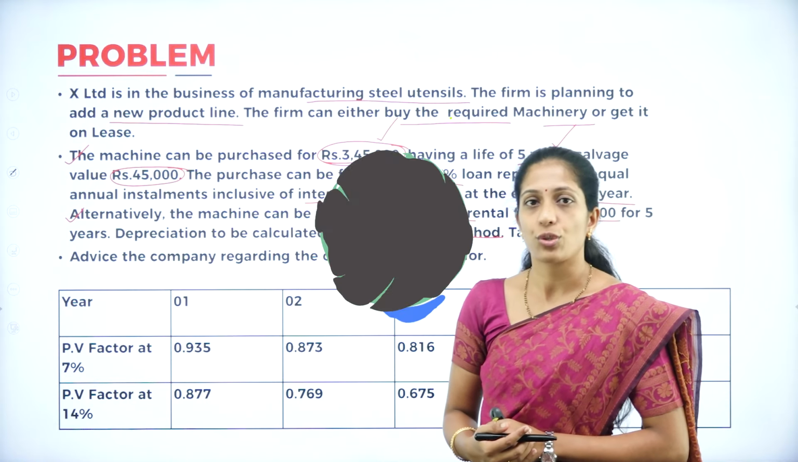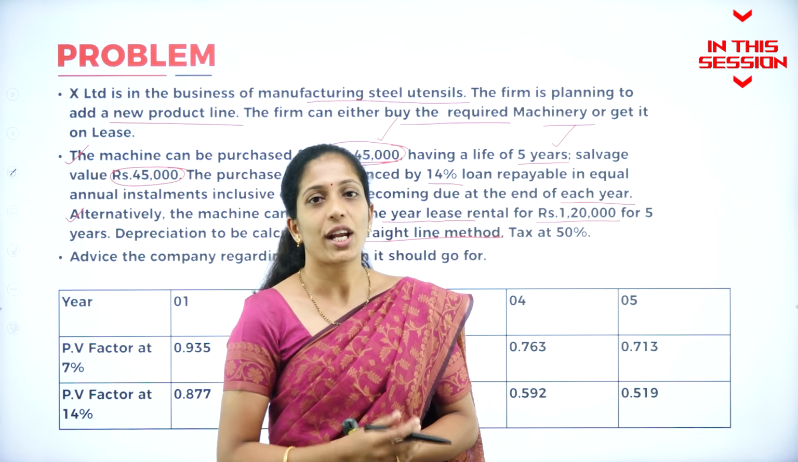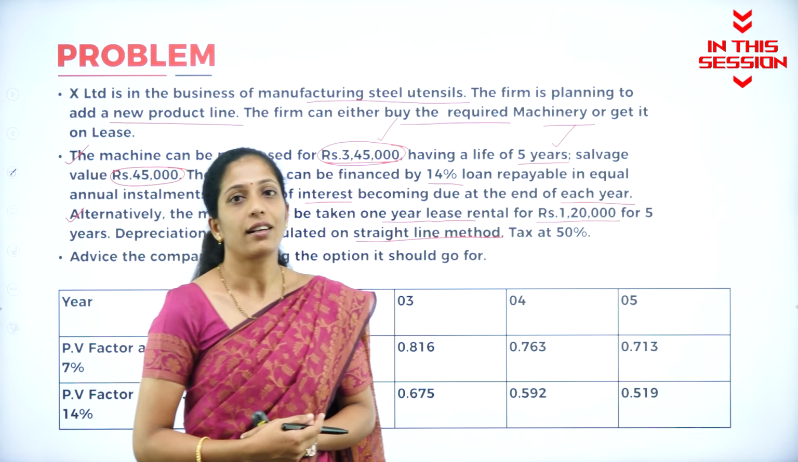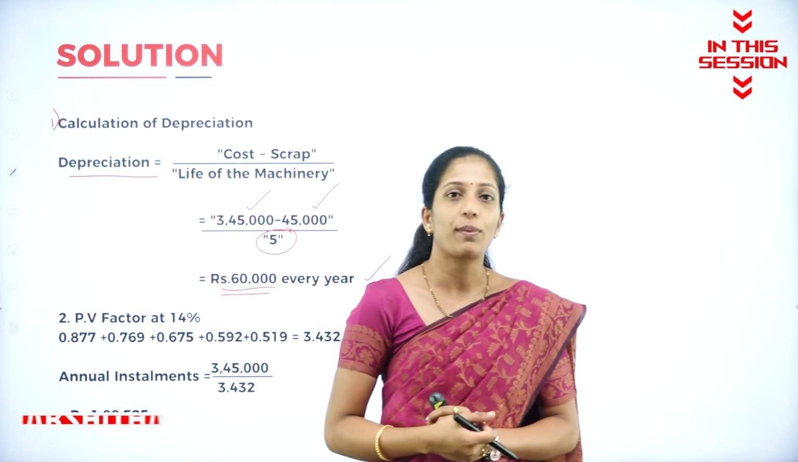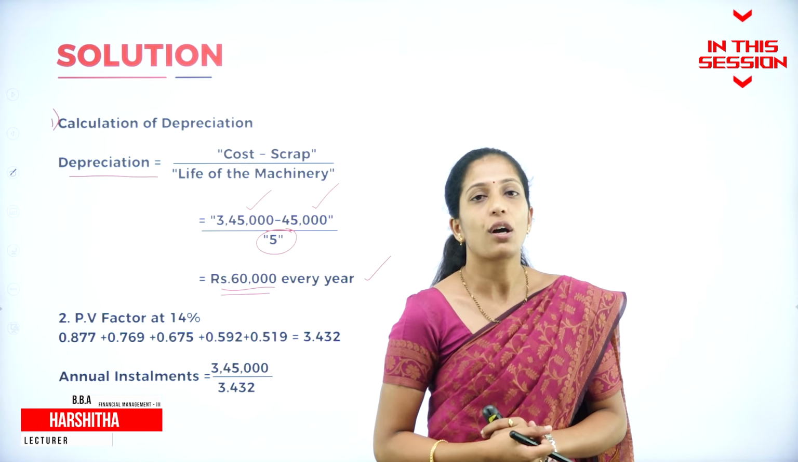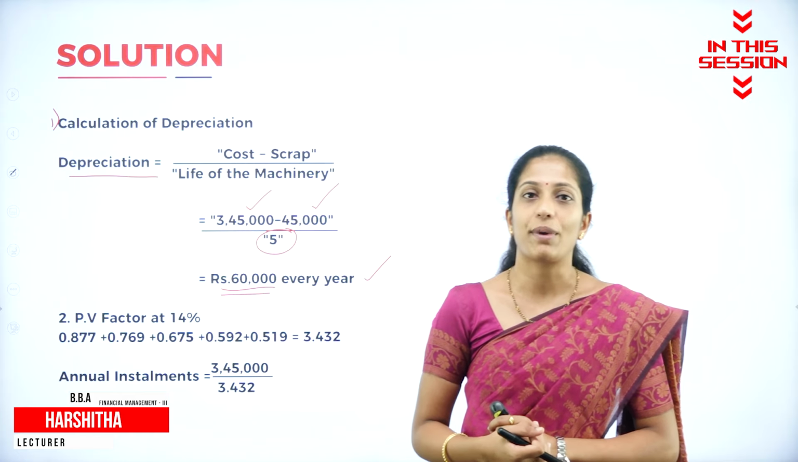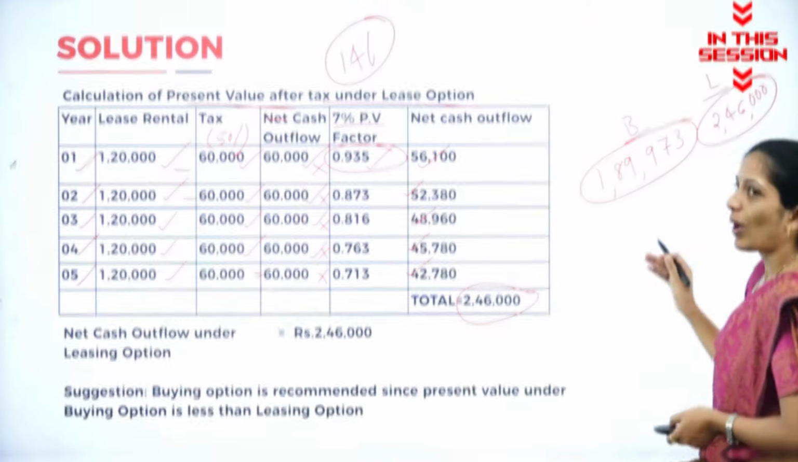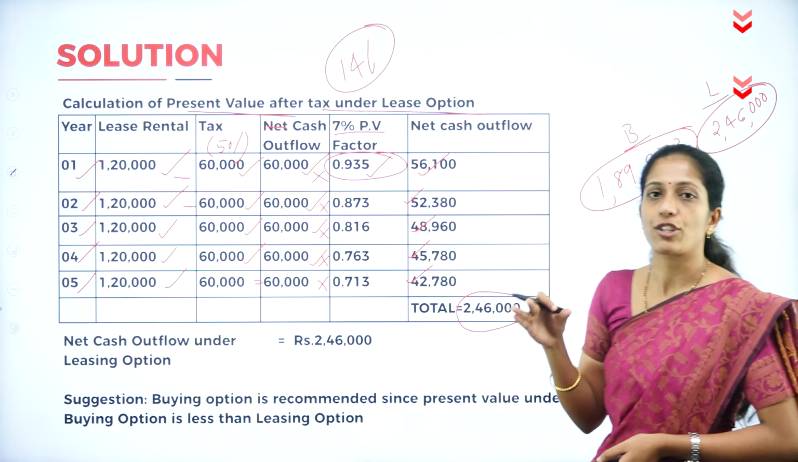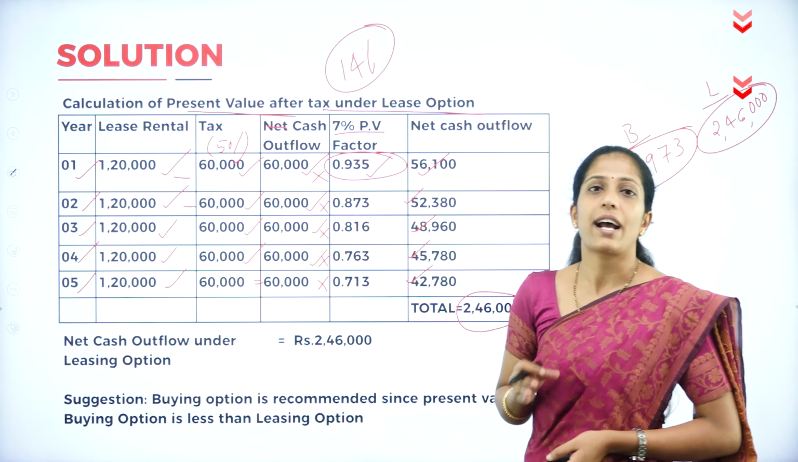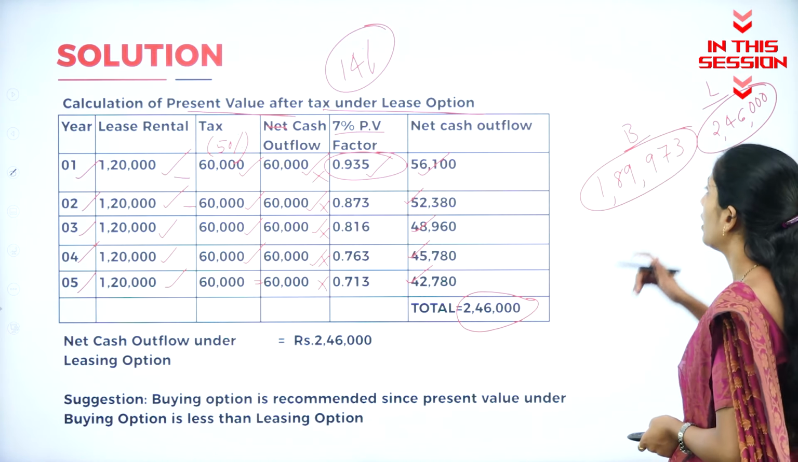There are two methods to calculate depreciation. One is straight line method, other one is written down value method. What is the formula to calculate the depreciation? Cost minus scrap divided by life of the asset. Where the PV factor, that is net cash flow, is less, that option has to be chosen.